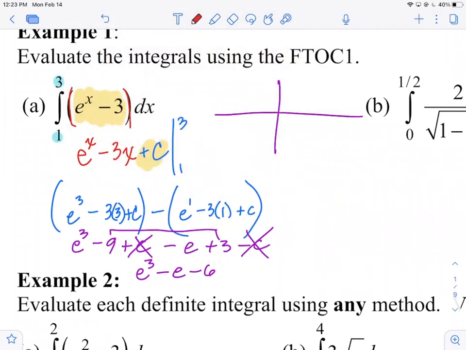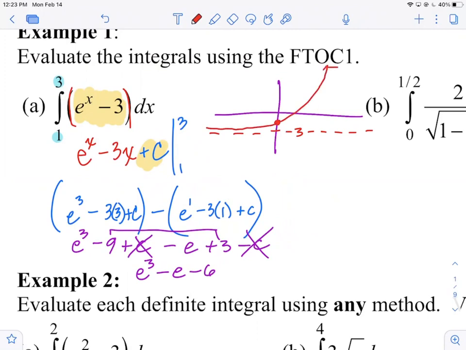If I graph e to the x minus 3, remember the negative 3 moves the graph down 3 units. So there's the horizontal asymptote. And then the e to the x is exponential growth. The y-intercept would be what? E to the 0 is 1, 1 minus 3. It passes through negative 2. So it looks like this.